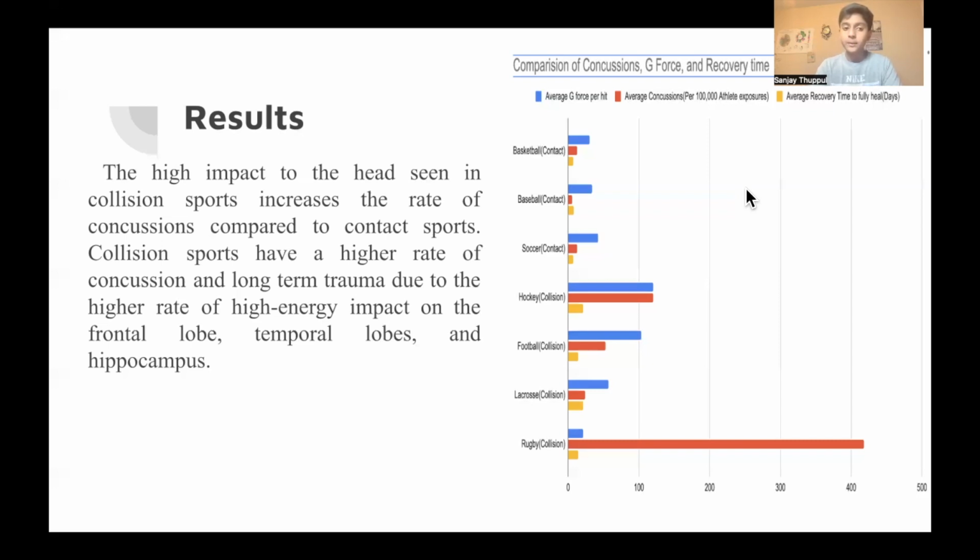We can also infer that the G-force per hit, average concussions, and the average recovery time to fully heal are directly proportional to each other, as whenever one of them goes up, the other will too, which is why we can answer the question: collision sports have a much higher rate of concussions due to the average G-force per hit on the frontal lobe, temporal lobe, and hippocampus.